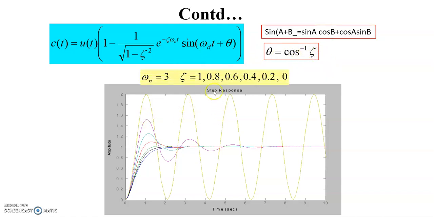So these are the responses for various values of zeta. When the zeta value is 1, and when it is 0, that is the oscillating response. So this is 1.8 like this. Okay, so omega n is the natural frequency.